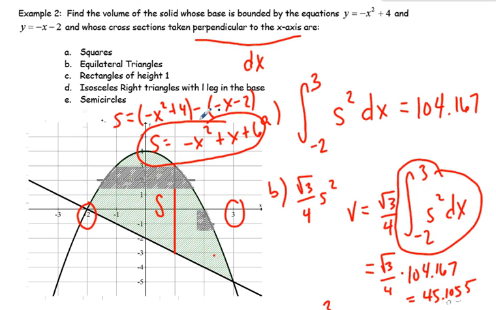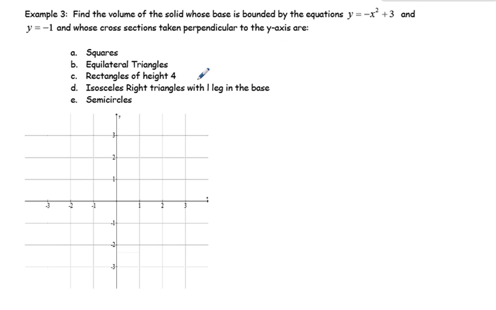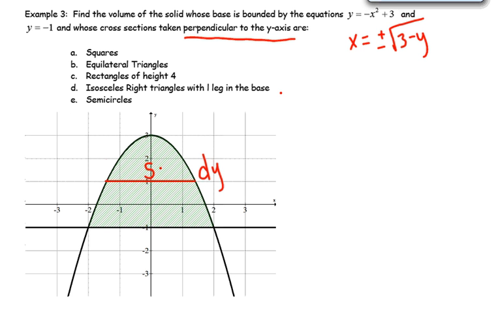really quickly. So for example 3, the only thing really different other than the equations is that now we're going to be looking at perpendicular to the y-axis. So we're going to have horizontal cross sections. So go ahead and graph those, and then we'll evaluate the volumes. Okay, so here's the graph.